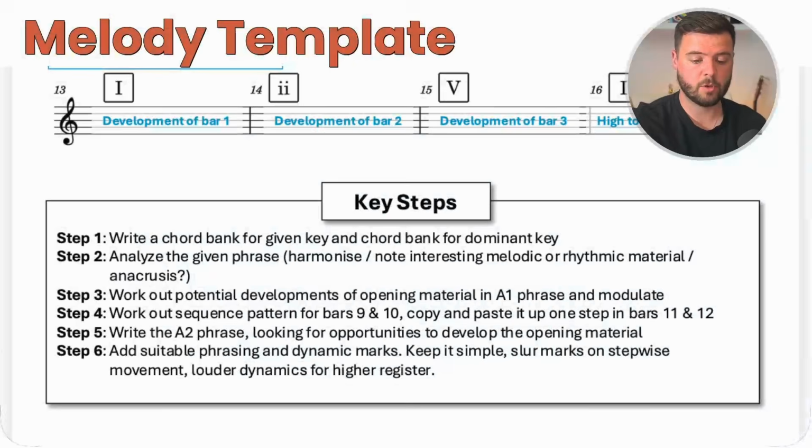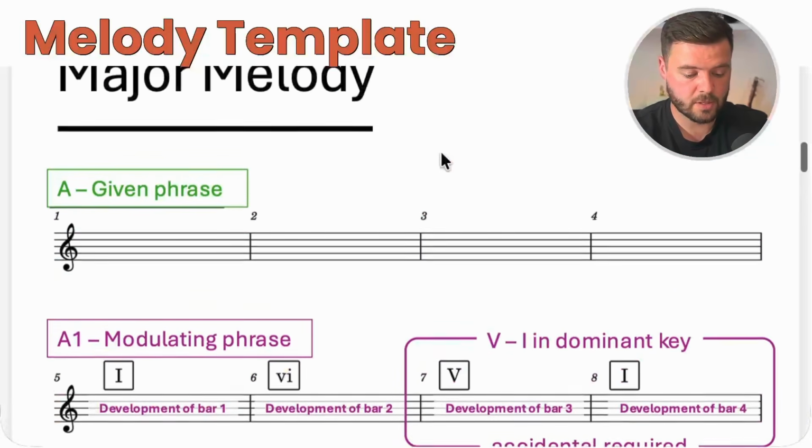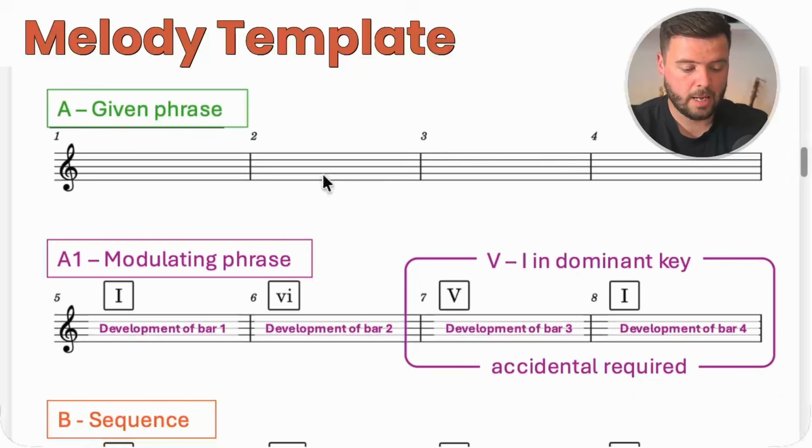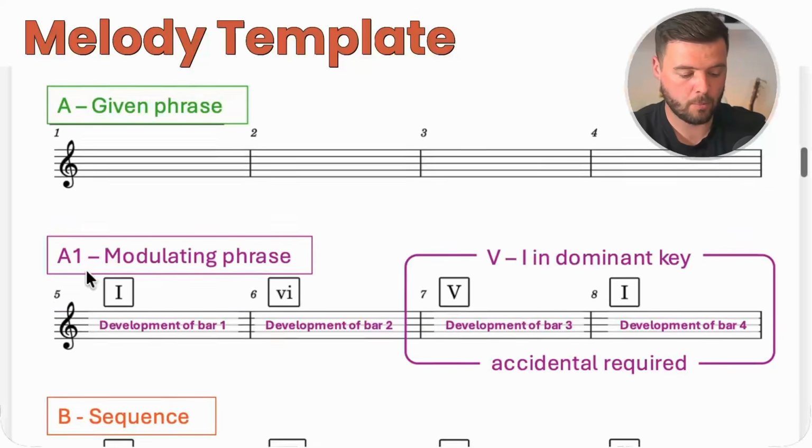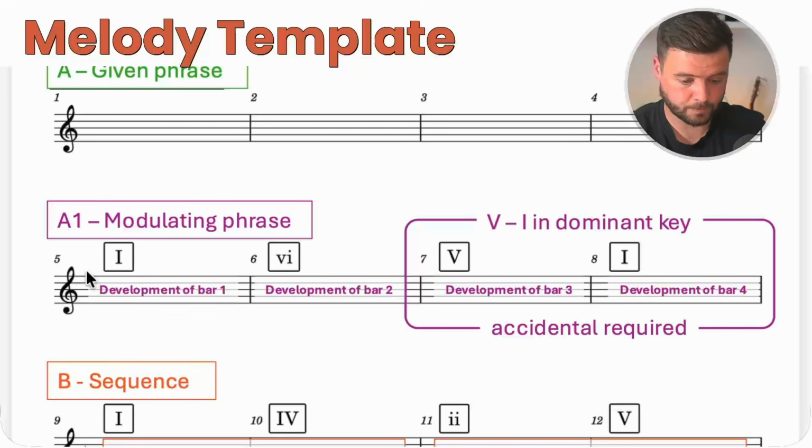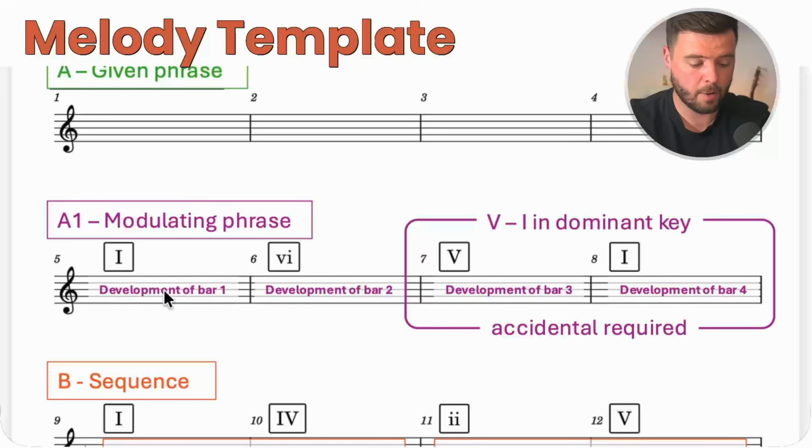What I'm going to do now is come back to my melody template, and I'm just going to show you what I've done in terms of giving my students a bar by bar approach, what to do in every bar. So when we start with bar 5 here, what I'm looking to do is get my students to write a bar of music that is based on chord 1 of the key. In this case, it's going to be D major.